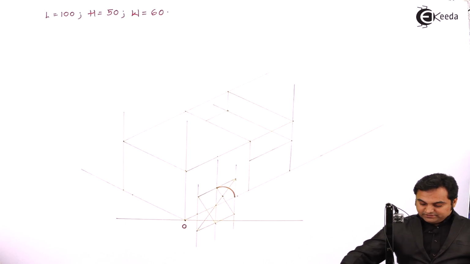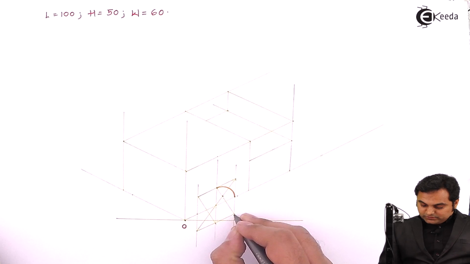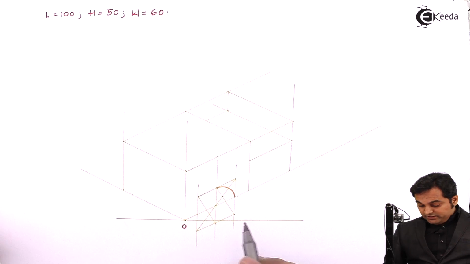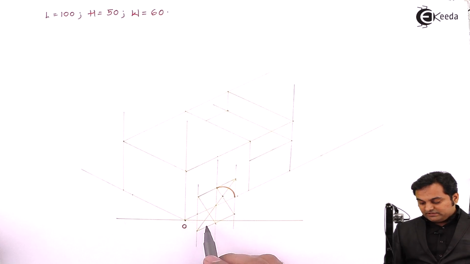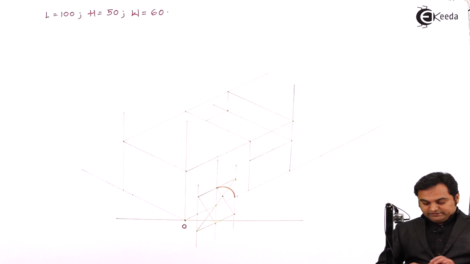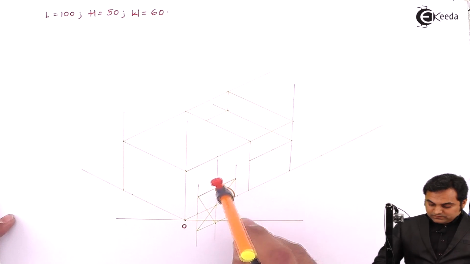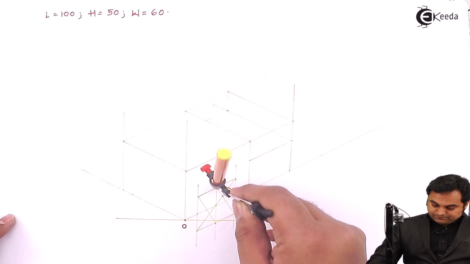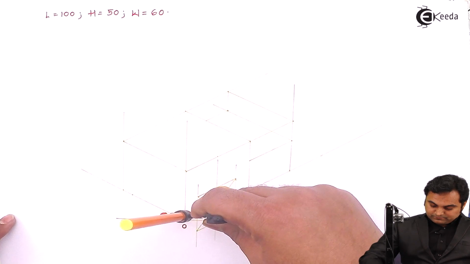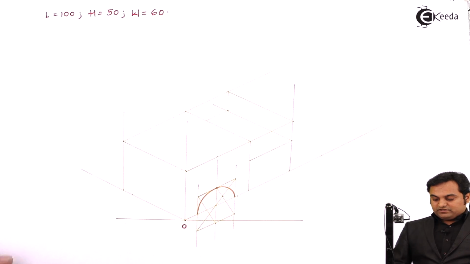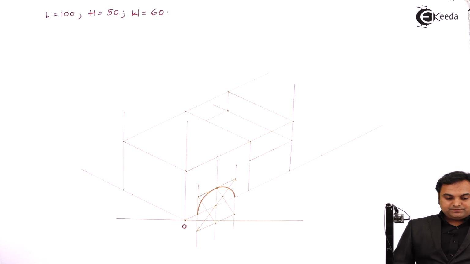For that, I am selecting the next center point, which is on this side, because if I take the opposite center, like for example, if I take this point as the center, then I would be getting an arc here, which is not required. We want an arc inside this surface. So for that, I am taking this center, measuring this radius, drawing this arc. So in this way the semicircle is drawn in case of isometric projections.